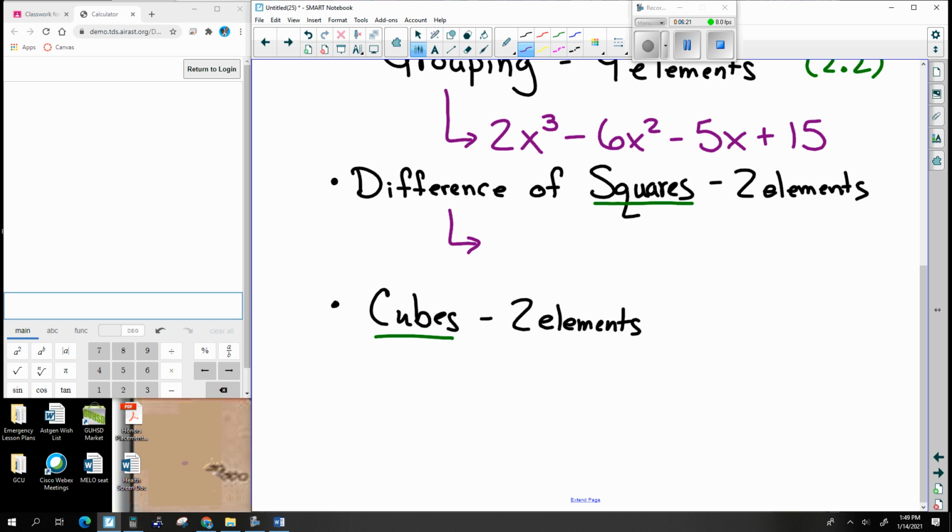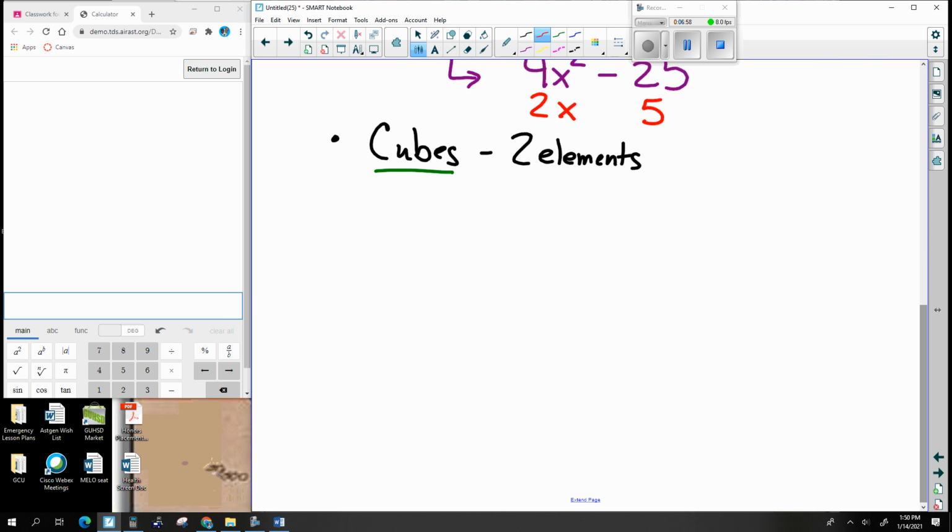What a difference of squares is going to look like is they have to be perfect squares with a minus in the middle. So two elements, two numbers, a minus in the middle, and everything has to be a perfect square. For instance, 4 is a 2, x squared is an x, 25 is a 5. That is a difference of squares, and it has to be a minus in the middle.